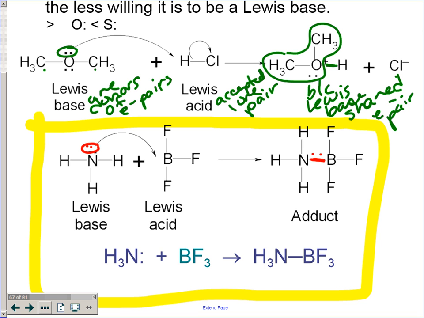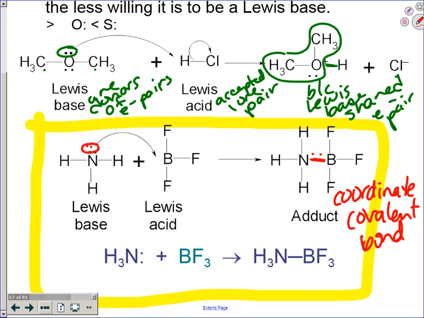And so we actually make something called a coordination bond. There's like 2 or 3 names. Coordinate covalent bond. It's just a covalent bond. Like you can see, it's just shared, but it formed a certain way.